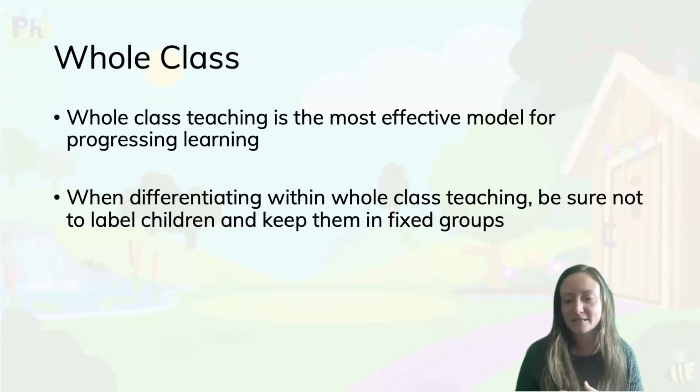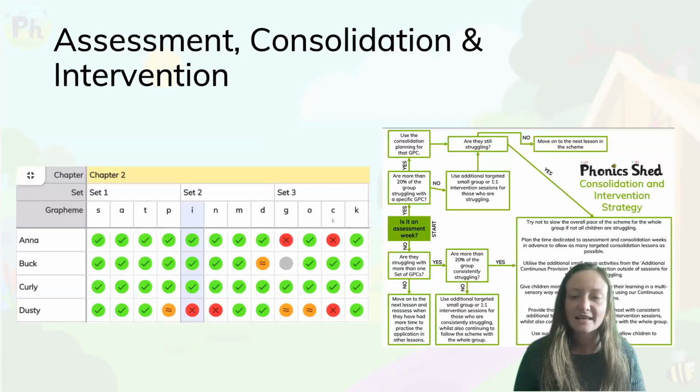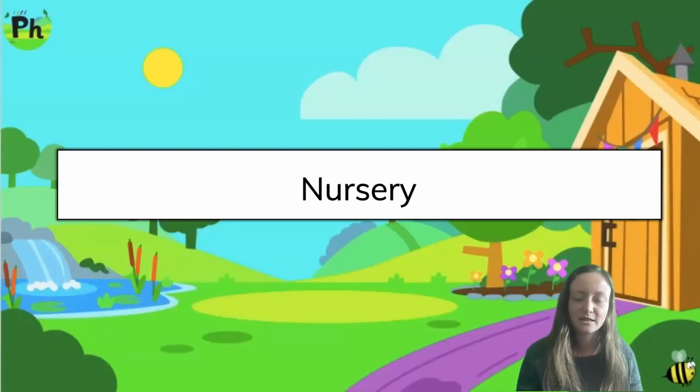I would use my formative assessment as I'm starting the lesson to see where the children need to be for that specific lesson. And you can use our assessment, consolidation and intervention strategies to help support these decisions as well. So I'll go through each of the medium-term plans now, and I'll start with nursery.